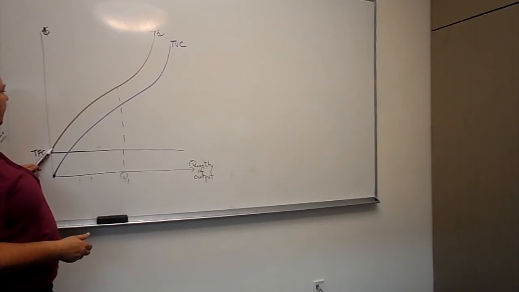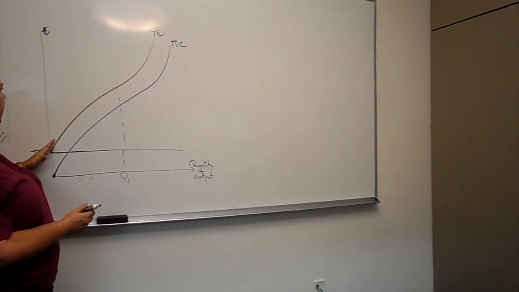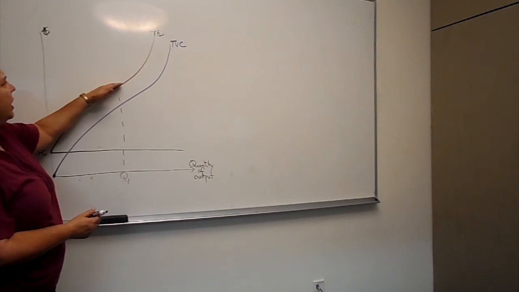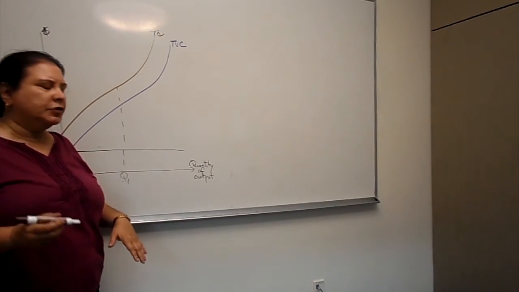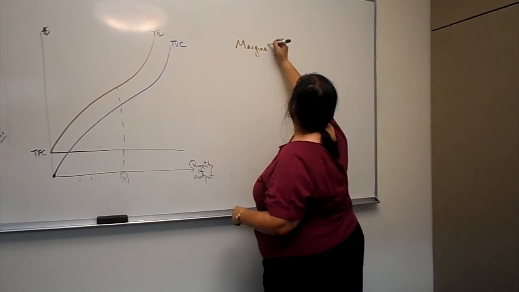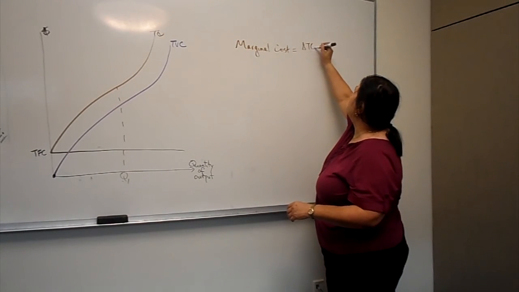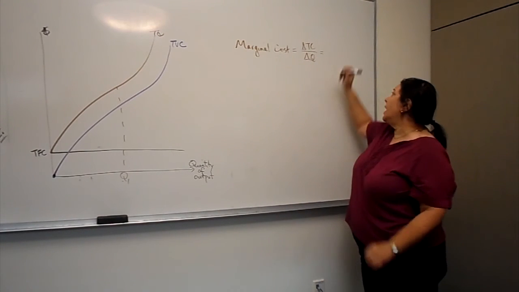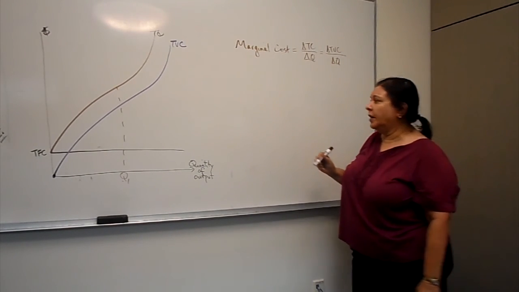And total cost, remember, is the sum of fixed cost and variable cost. So you just take the variable cost and jump it up, and again, it increases at a decreasing rate, and then increases at an increasing rate. Okay. Now we can define the marginal cost. So marginal cost is the change in total cost for the change in the quantity of output, which, because the fixed cost doesn't change with output, also equals the change in total variable cost divided by the change in quantity.